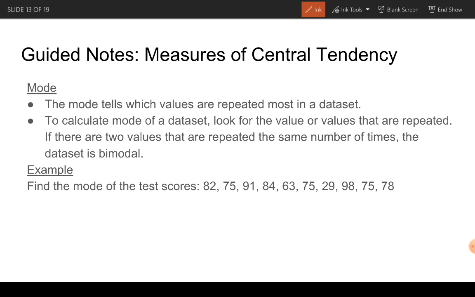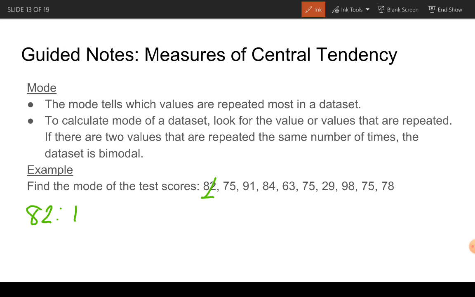Find the mode of the test scores. So what I need to do is go through and see how many times each number in my data set is listed. So let's start with 82. How many times is 82 listed in our data set? Well, there's only one value of 82, so that'll be 1 time.